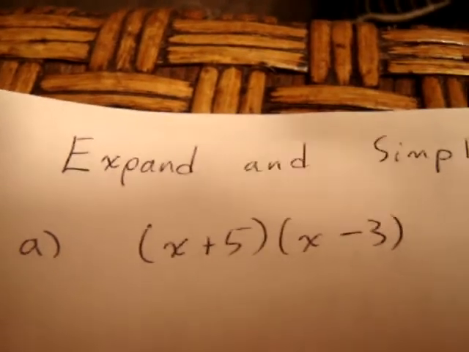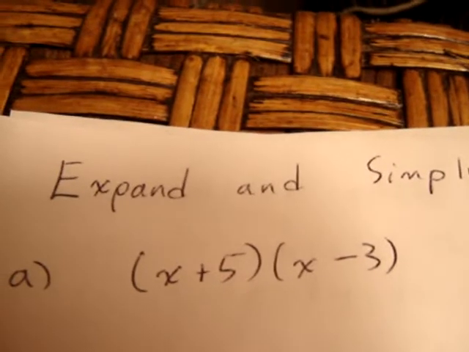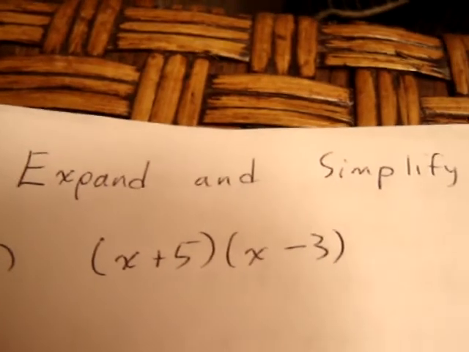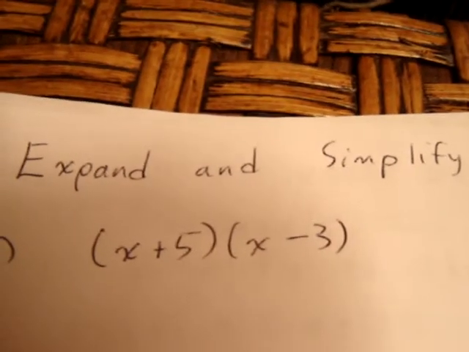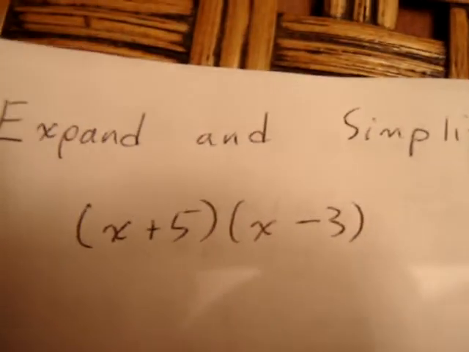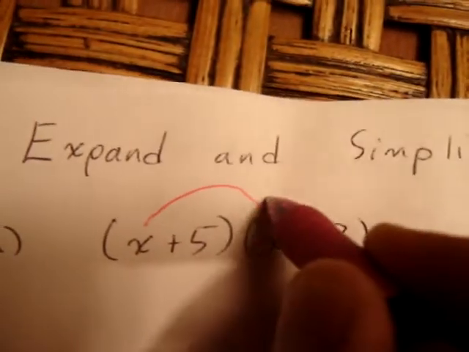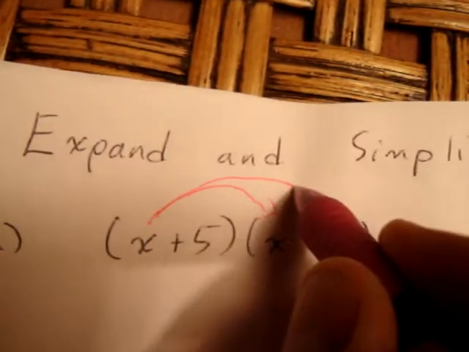Now, the instructions for this question are to expand and simplify. Mathematically, we could probably more accurately describe this as distribute and collect. We start with the binomial x plus 5 times the binomial x minus 3. We have to distribute each term in the first bracket to each term in the second bracket.